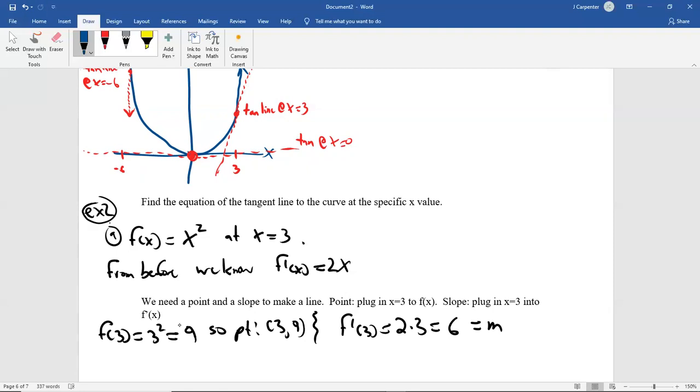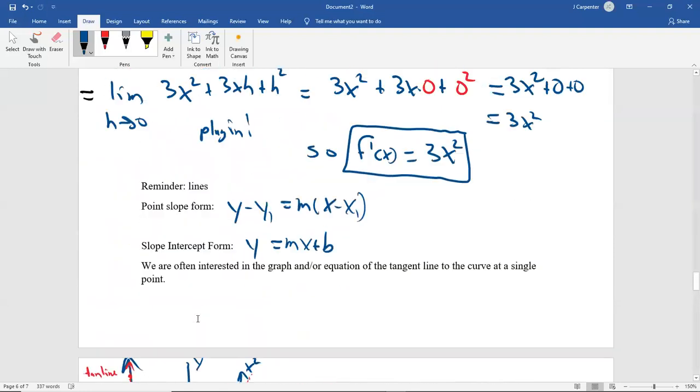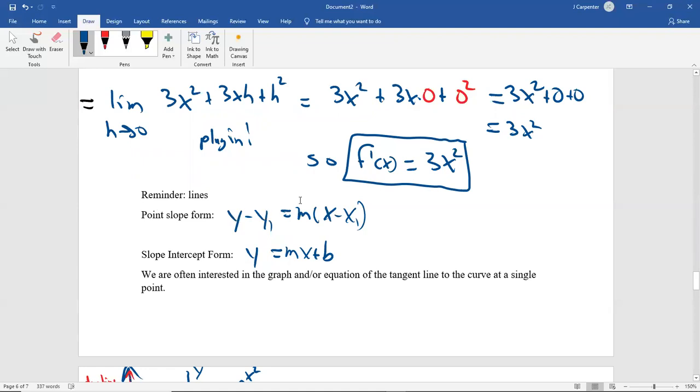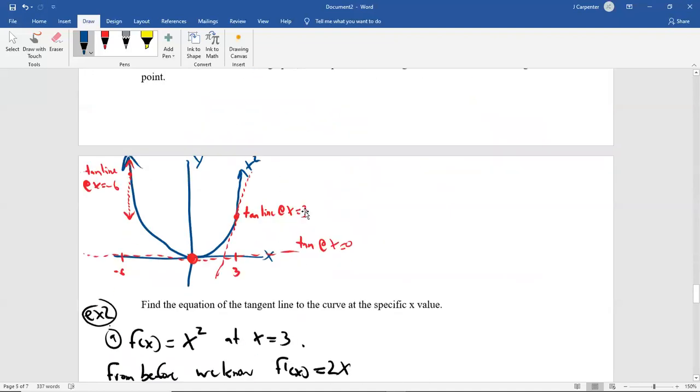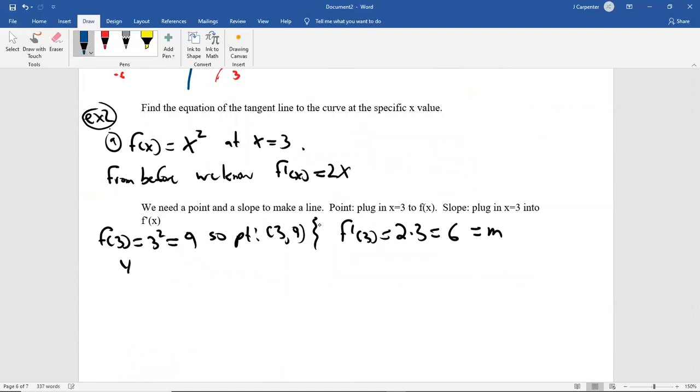So we have our slope, we have our point. This is our x1, our y1, and our m. So we just plug them into the point slope form. y minus y1 equals m times x minus x1. Don't plug anything into x, don't plug anything into y. Just the x1, the y1, and the m. So again, I'll write that one last time, like so. So we get y minus, the y1 was 9, equals the m, which is 6, parentheses, then x minus the x value, which was 3.